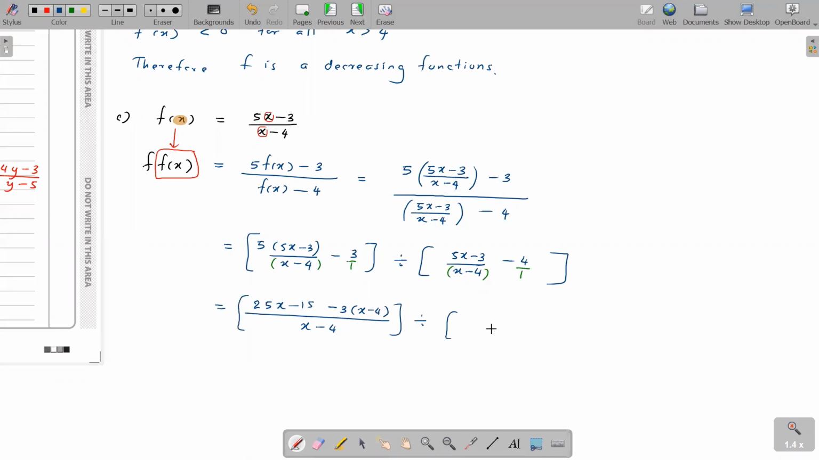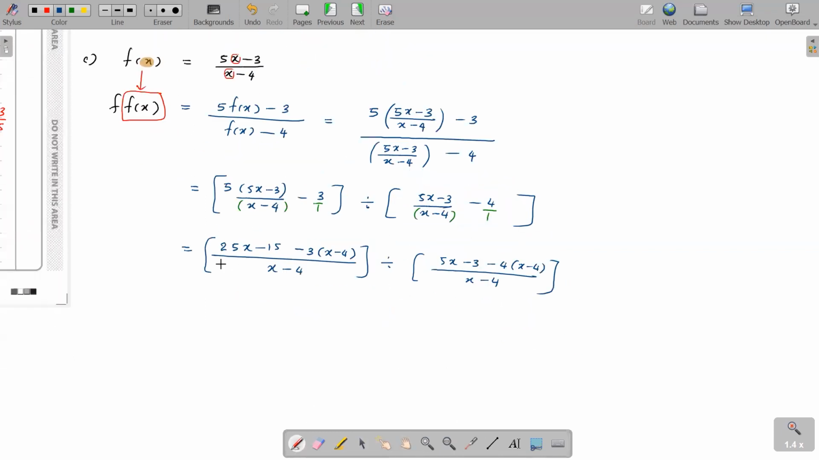Divide by here also. The common denominator is x minus 4, which gives me 5x minus 3. Here, of course, again, the minus 4 will multiply with x minus 4, isn't it? So now we have it in the simplified fractional form. Can you all simplify here? Minus 3x and plus 25x. Shall I do it immediately?